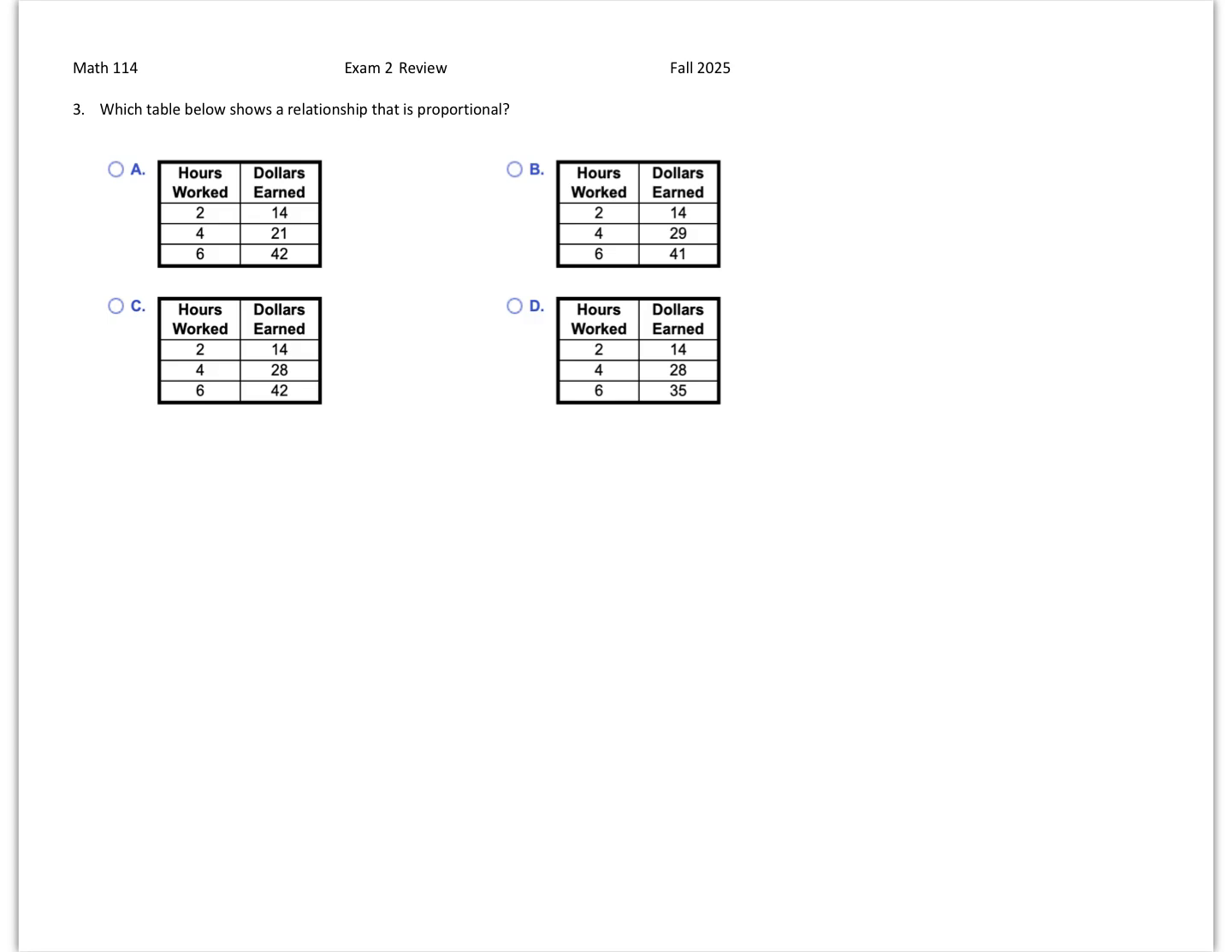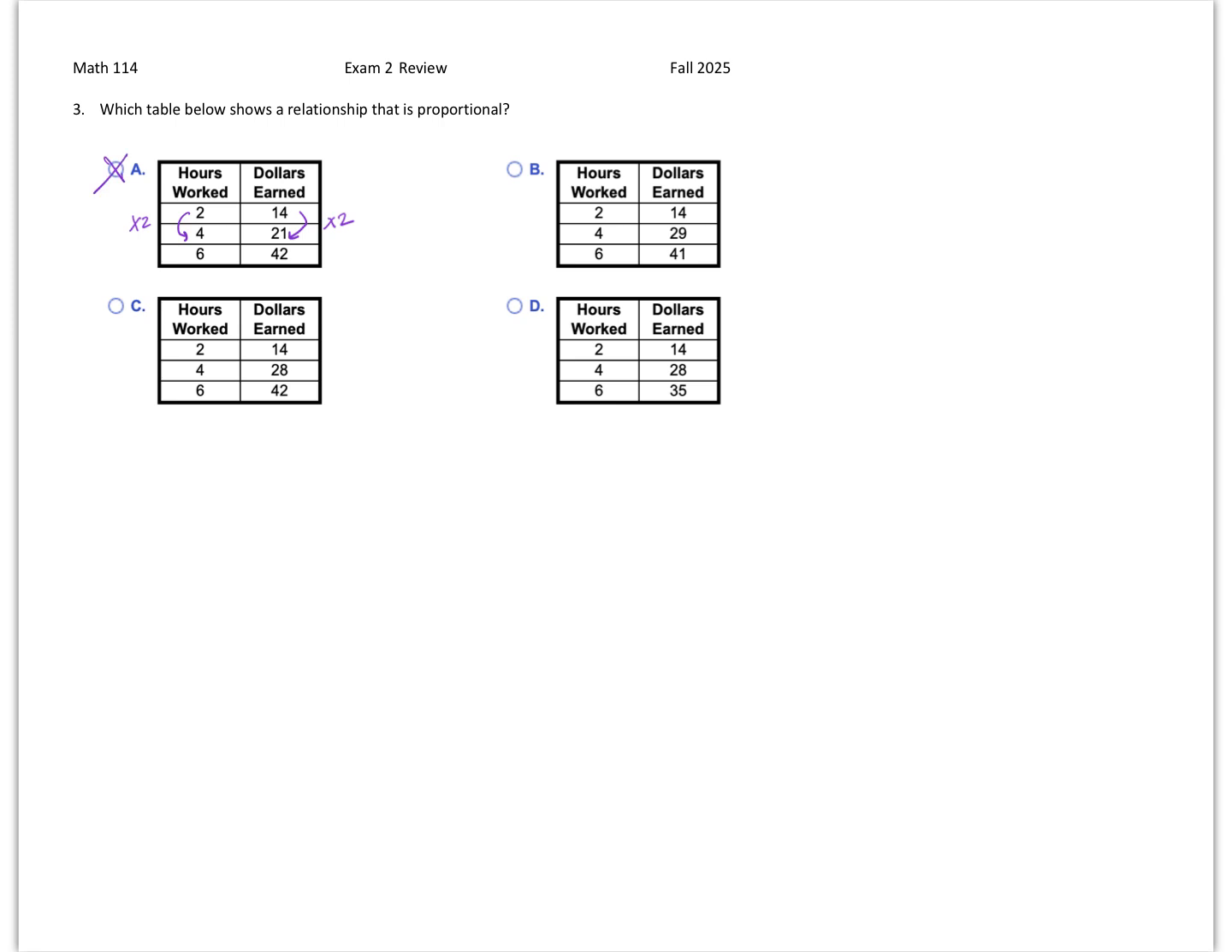Which table below shows a relationship that is proportional? In a proportional relationship, if you multiply the inputs by something, the outputs get multiplied by the same thing. So for example, to go from 2 to 4, you multiply by 2, which means that to go from 14 to 21, you should also multiply by 2, which is not the case here. So this is not proportional.